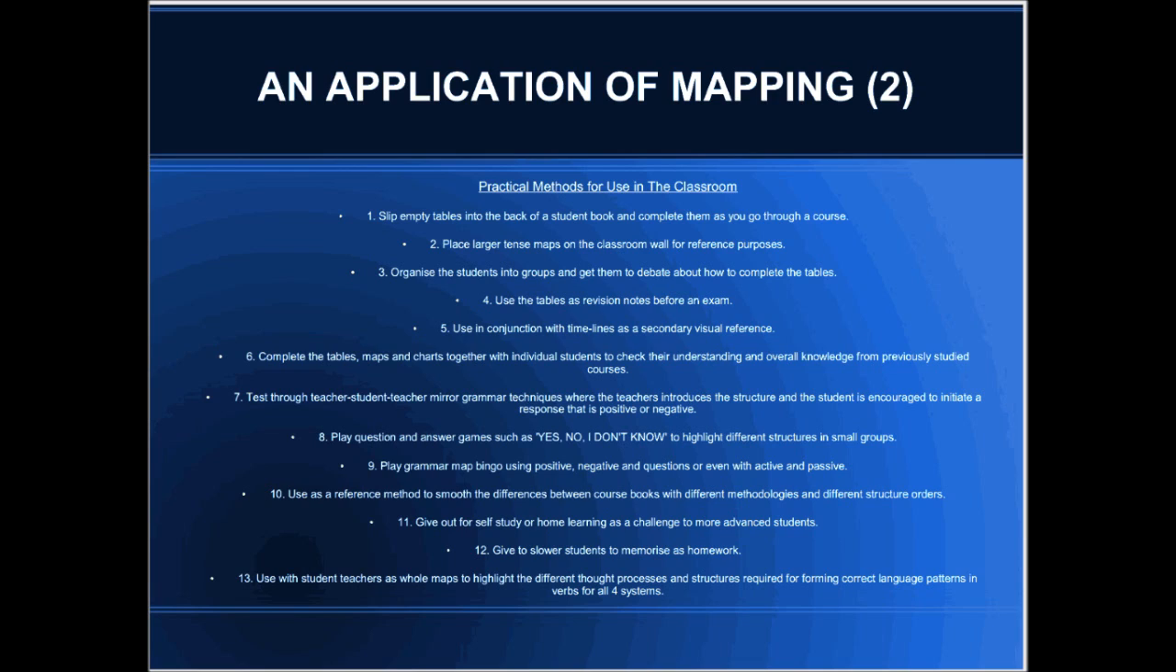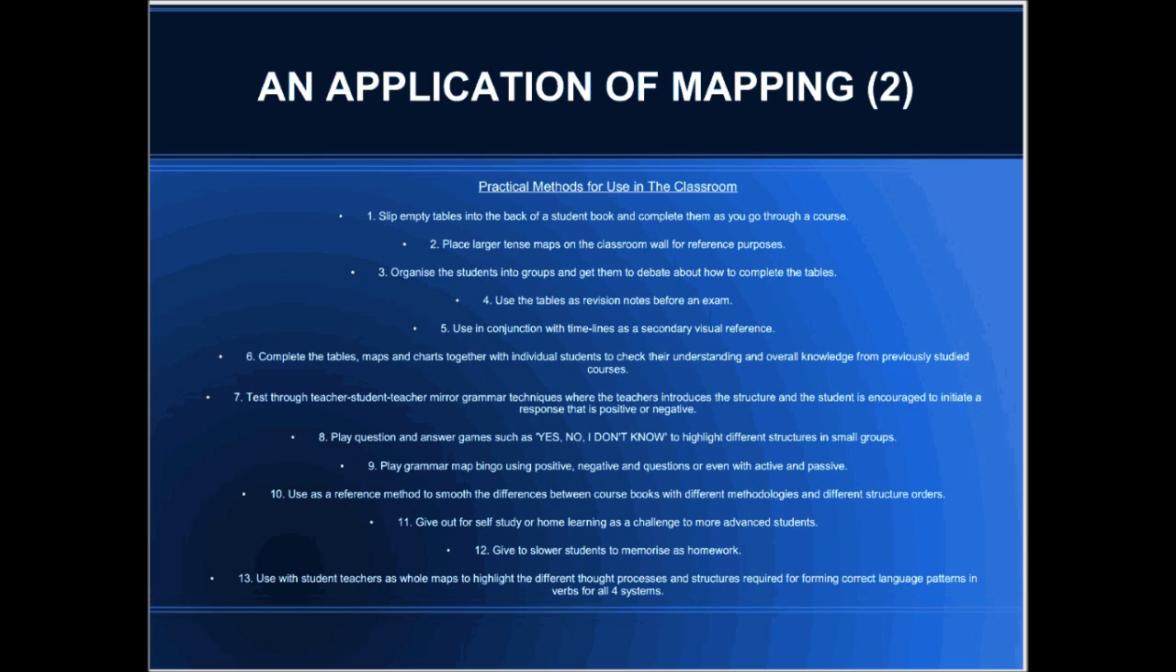Number 1, slip empty tables into the back of a student book and complete them as you go through a course. Quite simple, a nice addition to courses that already exist that don't use such methods. Number 2, place larger tense maps on the classroom wall for reference purposes. Point them out when you need to. Students can refer to them when they need to.